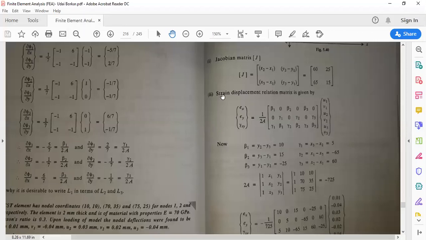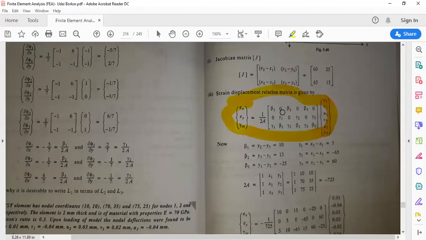Okay, then the strain displacement relation matrix is given by the formula 1 by 2A, [beta 1, 0, beta 2, 0, beta 3, 0; 0, gamma 1, 0, gamma 2, 0, gamma 3; gamma 1, beta 1, gamma 2, beta 2, gamma 3, beta 3], and this is multiplied by u1 v1 u2 v2 u3 v3. So this is the formula for the strain displacement matrix. Okay.